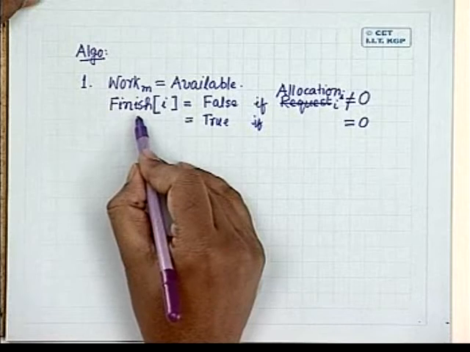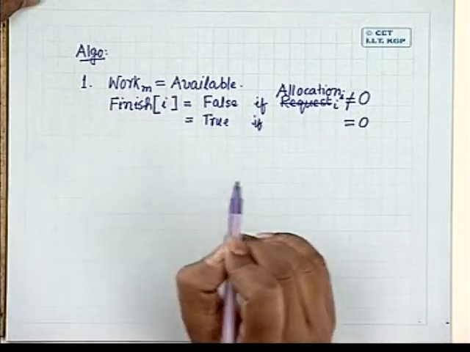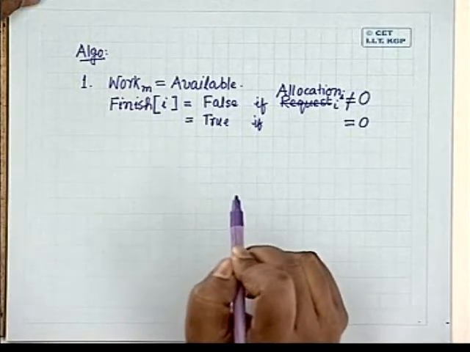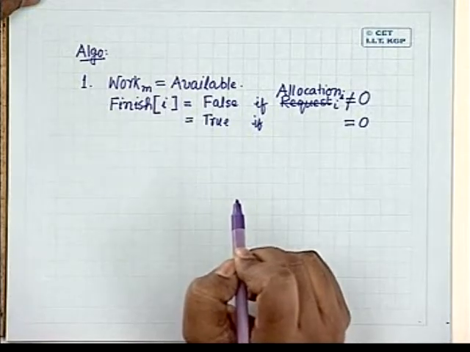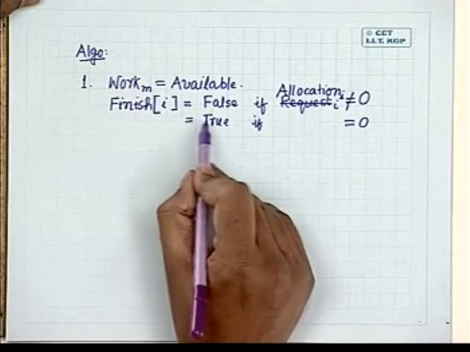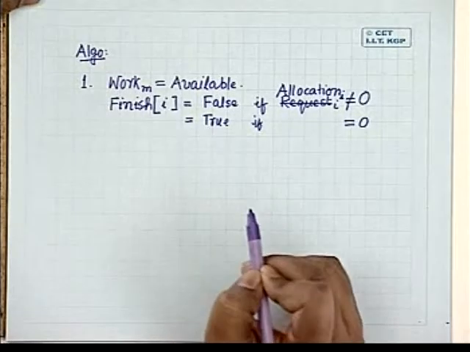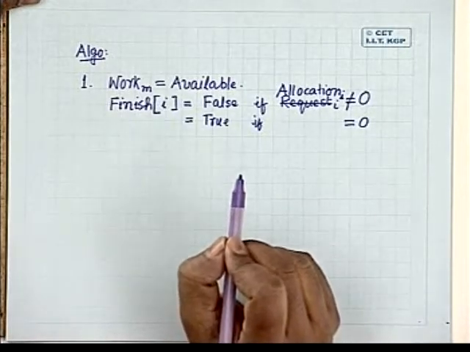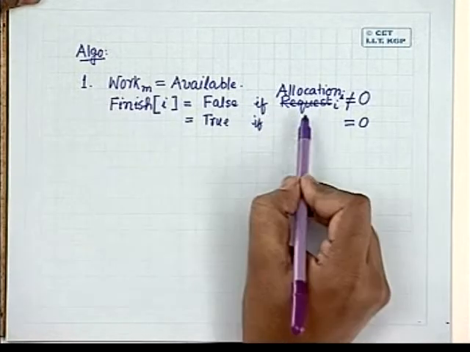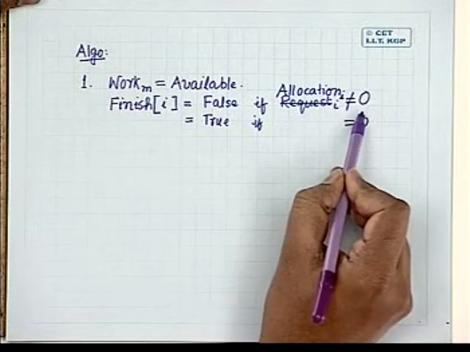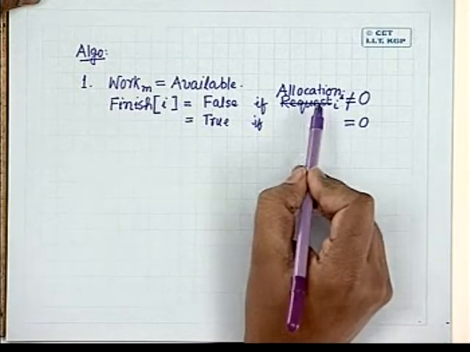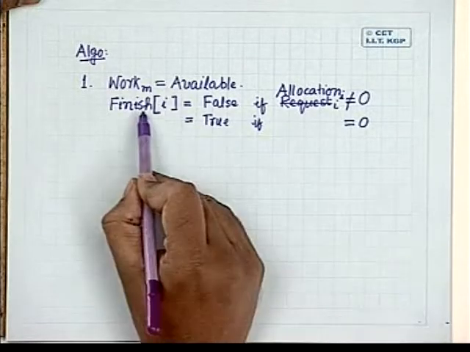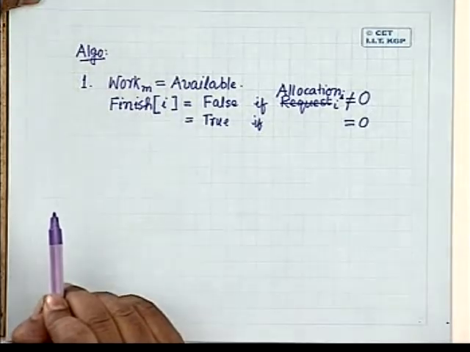That indicates that the ith process is not holding any of the resources. So our assumption is, since we are trying to detect whether there has been a deadlock in the system or not, a process which is not holding any resource is not responsible for the deadlock. A process which is holding some resources, that is Allocation i is not equal to 0, is a process which may be responsible for the occurrence of the deadlock in the system. So for that we set Finish[i] equal to false.